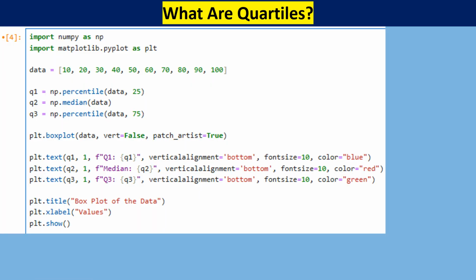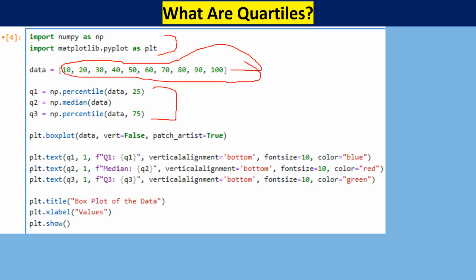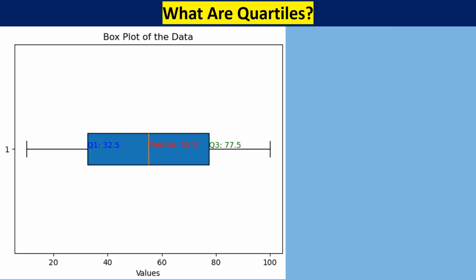So we have libraries, then a sample dataset, and then we compute, then create a box plot and annotate the quartiles. And then we have our labels. So these are the results using the dataset 10, 20, 30, 40, 50, 60, 70, 80, 90, 100. So the whisker starts around 10 and the maximum value is 100. There is no outlier in the dataset.